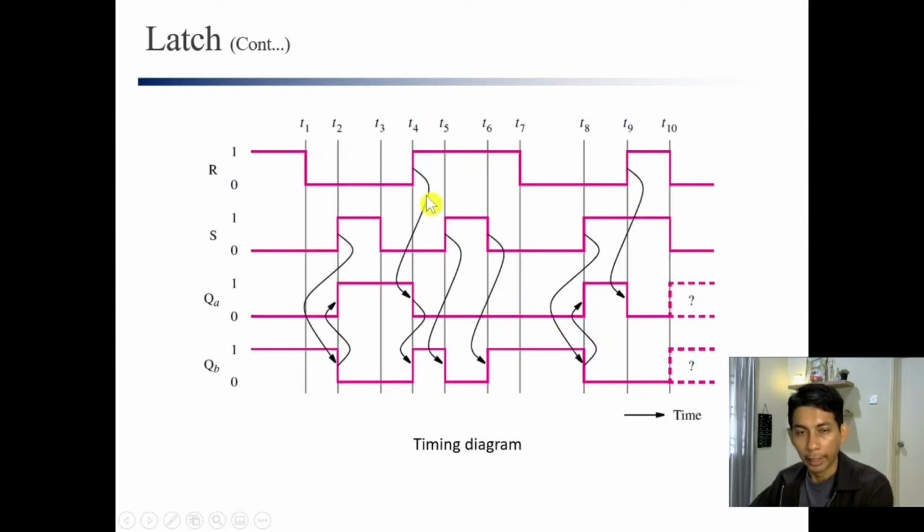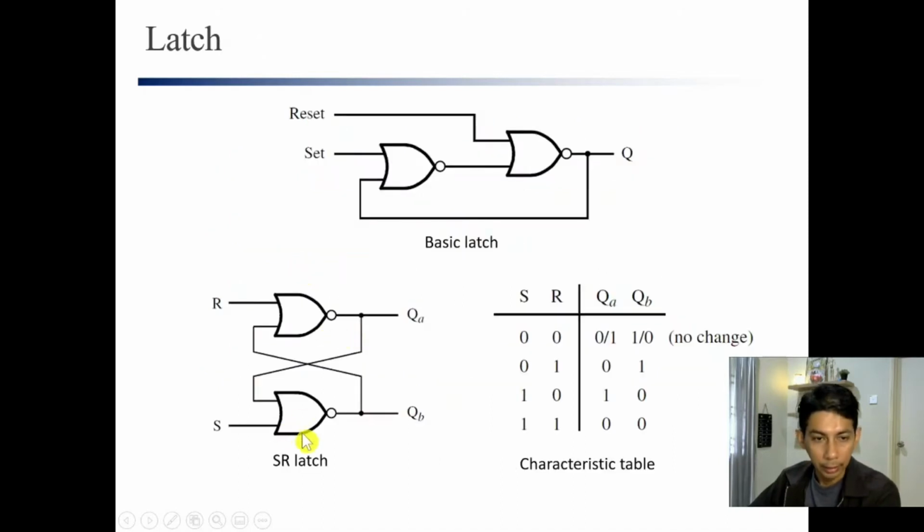And this is the timing diagram of the SR latch. You can see this arrow actually means that S will affect this output first. When we look at the schematic here, we can see that QB is the output of S.